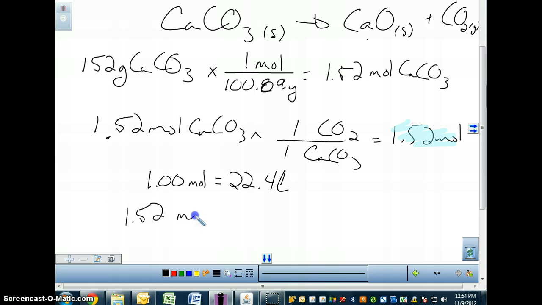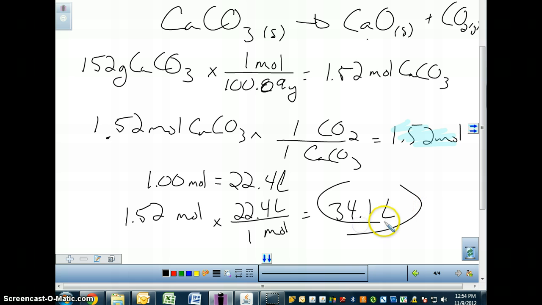1.52 moles times the conversion factor with 22.4 liters on the top and 1 mole on the bottom. And I get 34.1 liters as my answer. Again, I could go through and do the PV equals nRT, but I would rather save my work for when I'm not given STP as my conditions.